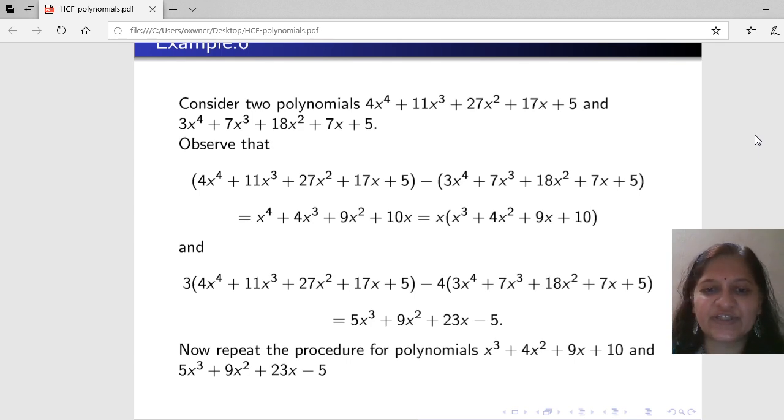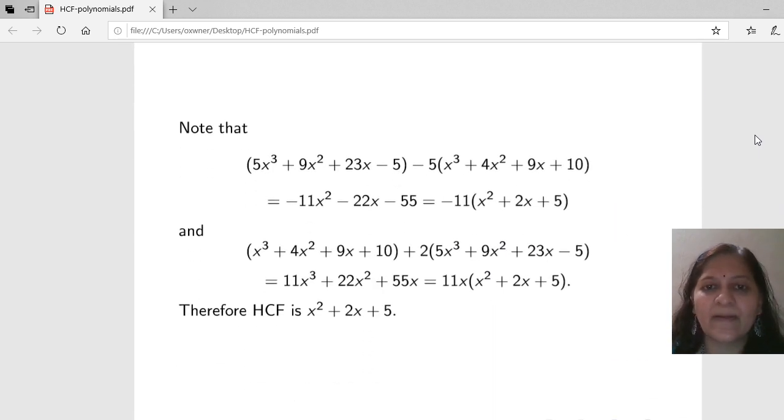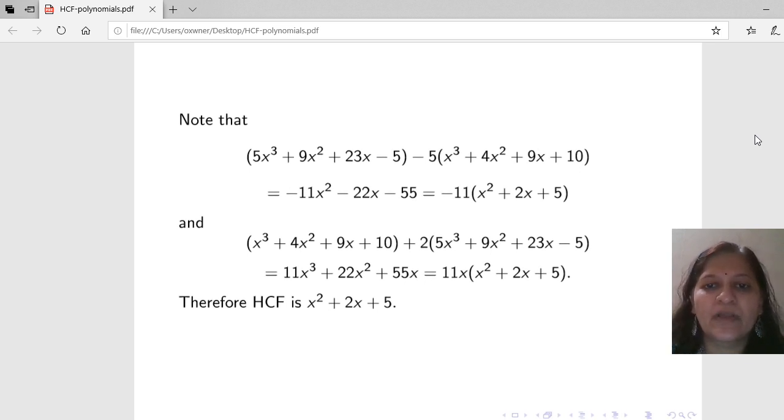So let us check the calculations. Now for removing the highest power, we multiply the second polynomial by 5 and subtract. So we get minus 11 into bracket x square plus 2x plus 5. And for removing the constant term, we multiply the first polynomial by 2 and add. Then we get 11x into bracket x square plus 2x plus 5. Now it is clear that the HCF, that is highest common factor, is x square plus 2x plus 5.